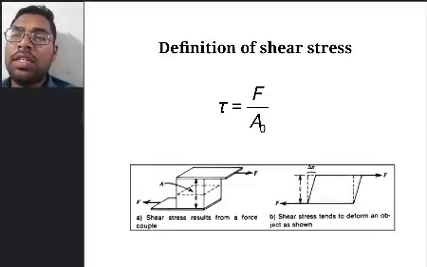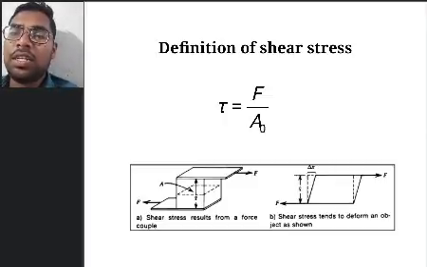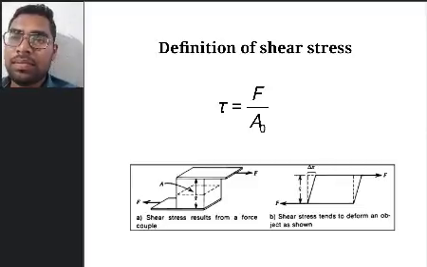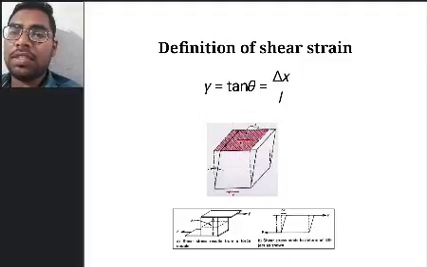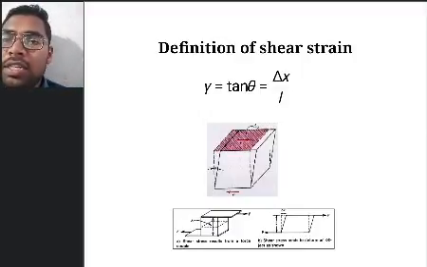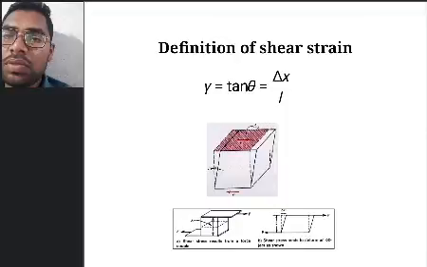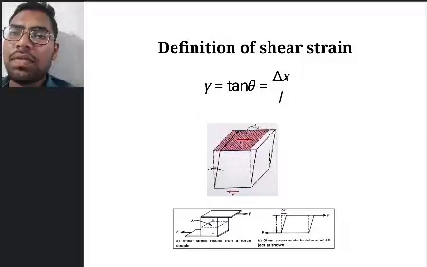Shear stress. Shear stress is also force per area. Shear stress results from a force of couple. Shear stress tends to deform an object as shown in the picture. Shear strain is denoted by gamma, equals tan theta, and is given by delta x by L. Shear strain results from a force of couple, and the change in the dimensions is defined as shear strain.